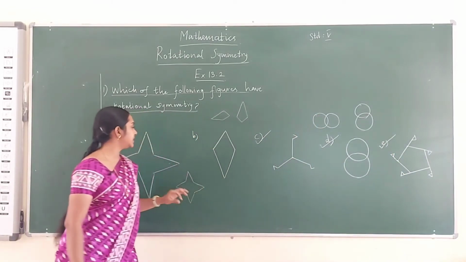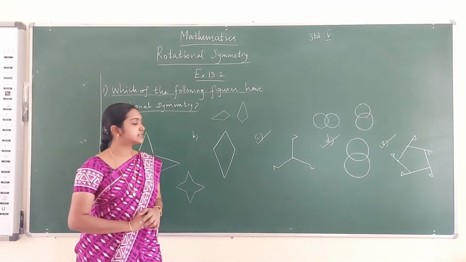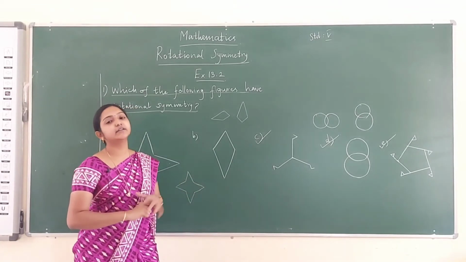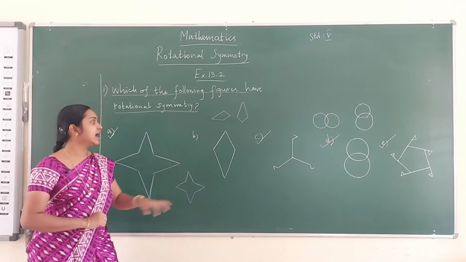So except B, A, C, D, E have rotational symmetry. Even after rotating, they will look the same. So these objects have rotational symmetry other than B.